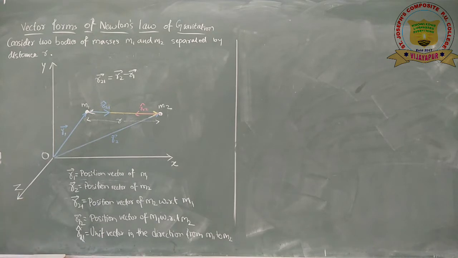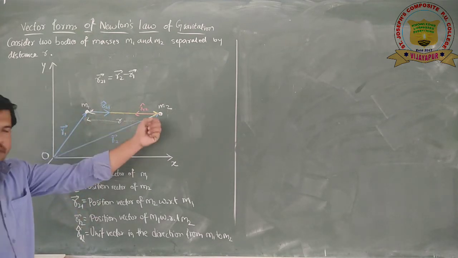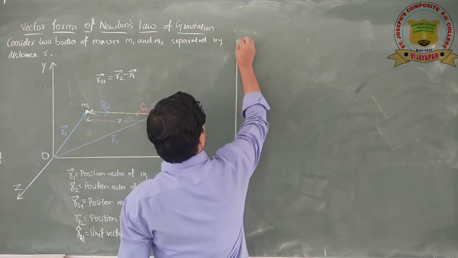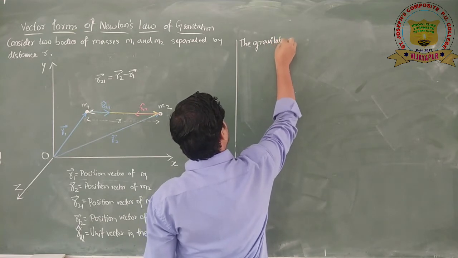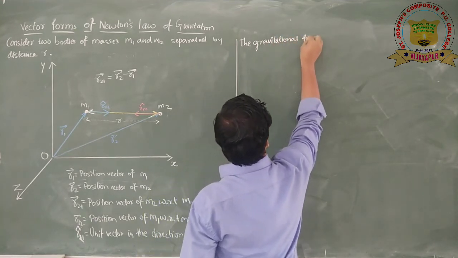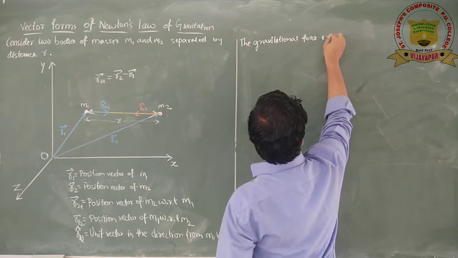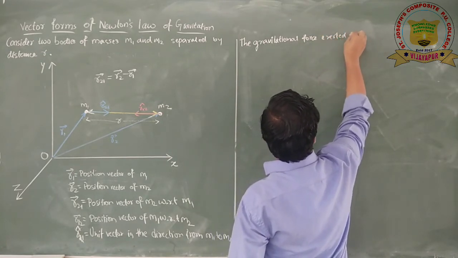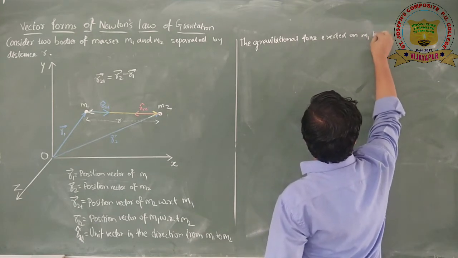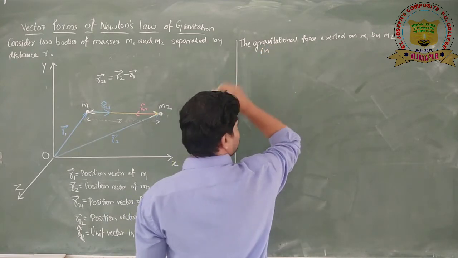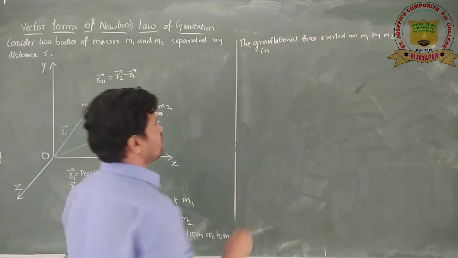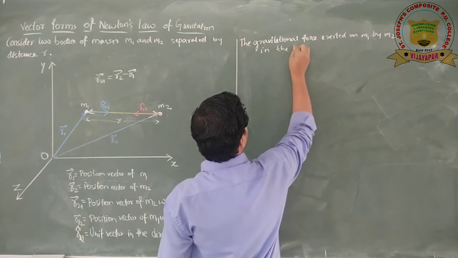Now come to Newton's law of gravitation. According to Newton's law of gravitation, let us calculate the force on m1 due to m2. The gravitational force exerted on m1 by m2, this time we are going to write in the vector form.